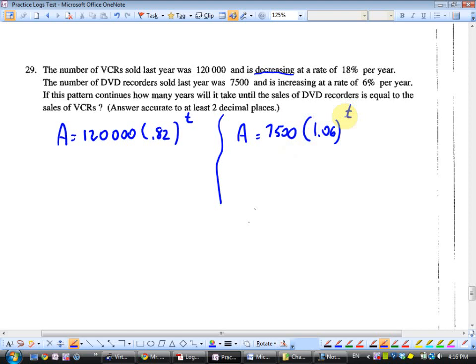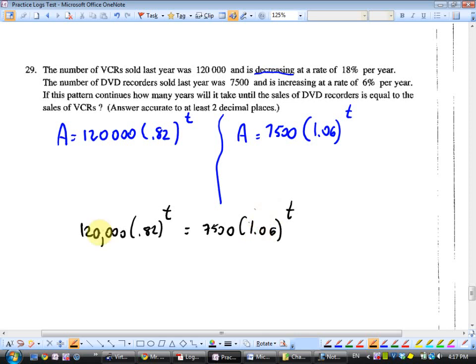Then it says this, if this pattern continues, how many years will it take until the sale of DVD recorders is equal to the sale of VCRs? See, I think this is what they're saying, Kyle. Solve this. When does the number of VCRs equal the number of DVDs? That's what they're saying. This is a bit, to me, too much work on the written question. So we're just going to talk about how you would solve this.